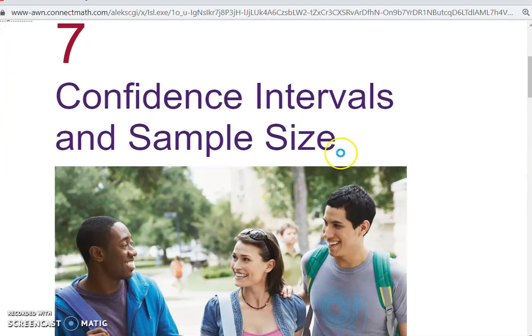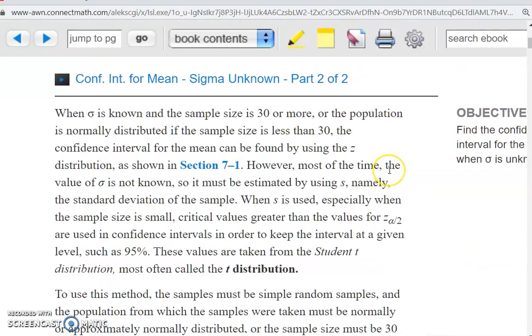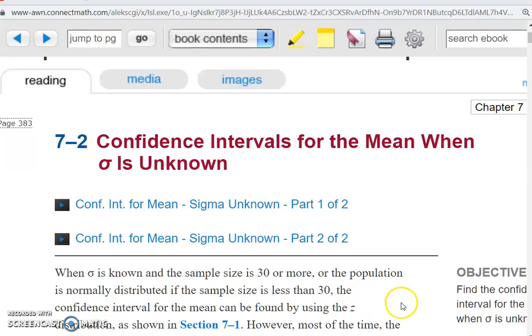Okay, so here we are in 7. Oops, give me a second here. Okay, so here we are. This is 7-2. We're going to learn how to calculate confidence intervals. And again, it's for the mean, but this time we don't know what sigma is.